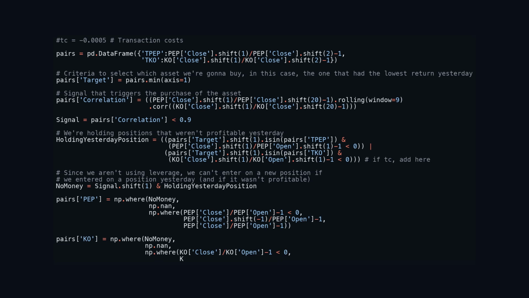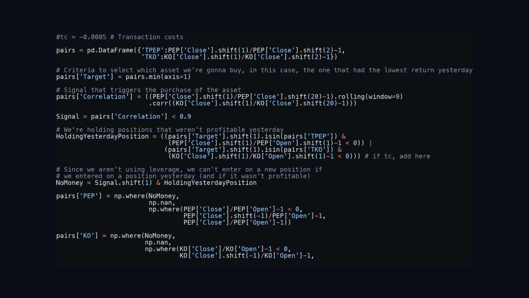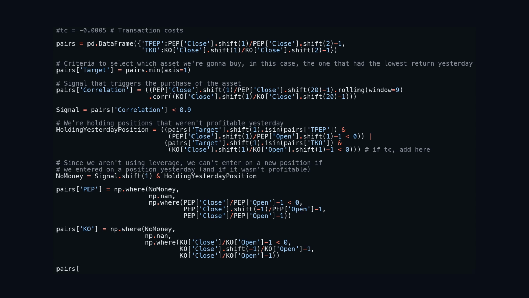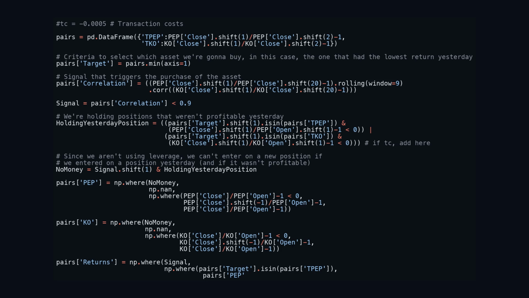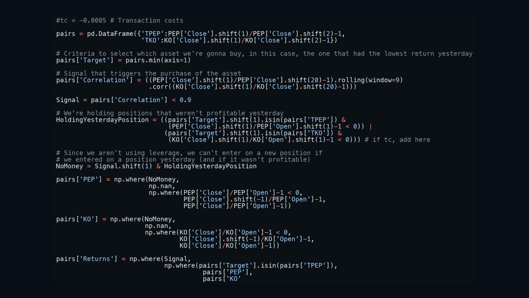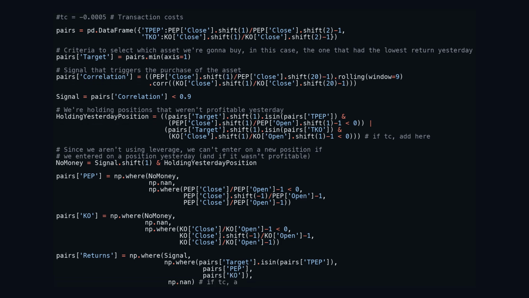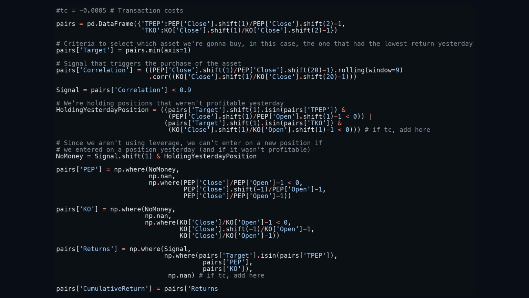The returns are calculated based on the target stock, resulting in overall returns recorded in the returns column. Finally, the code calculates cumulative returns over time for executed trades, providing a running total of profits or losses in the cumulative return column to assess the trading strategy's performance.